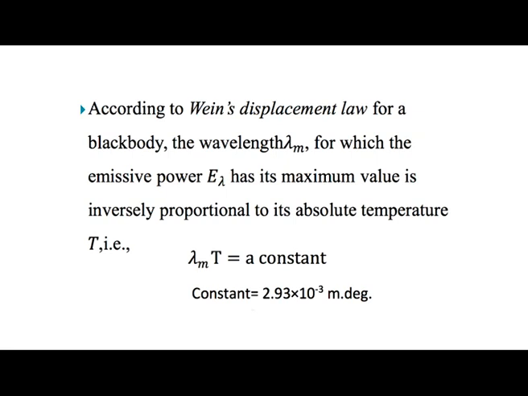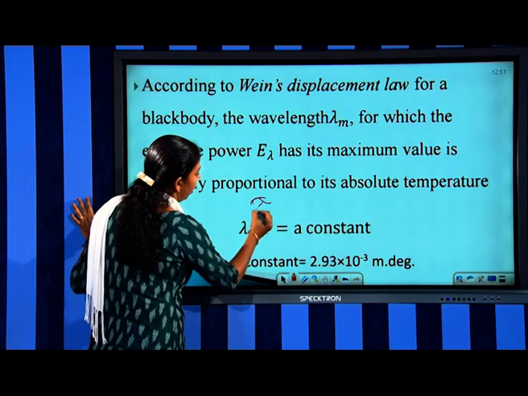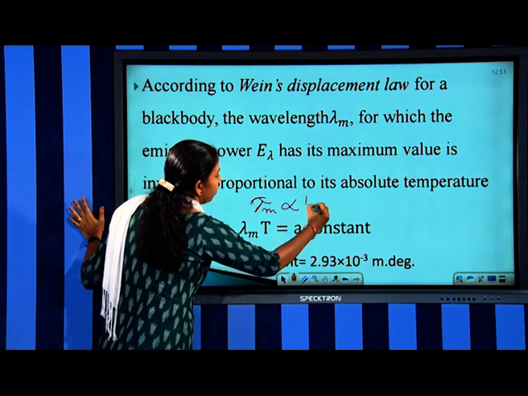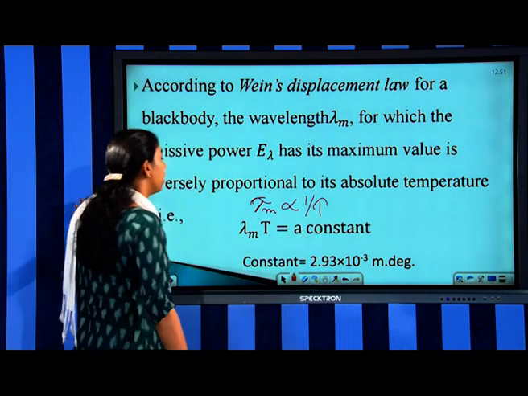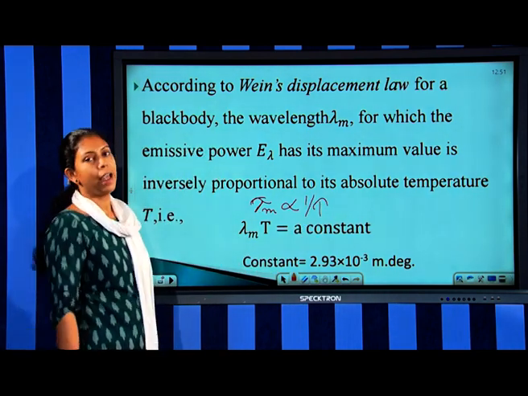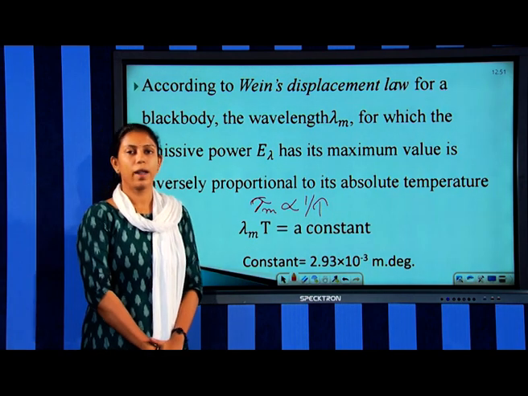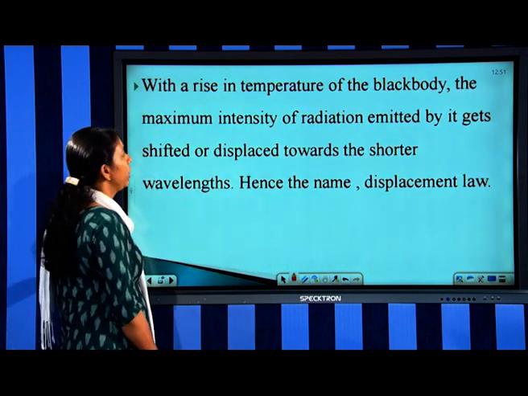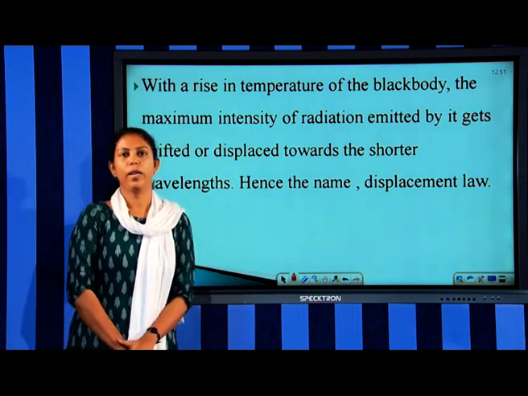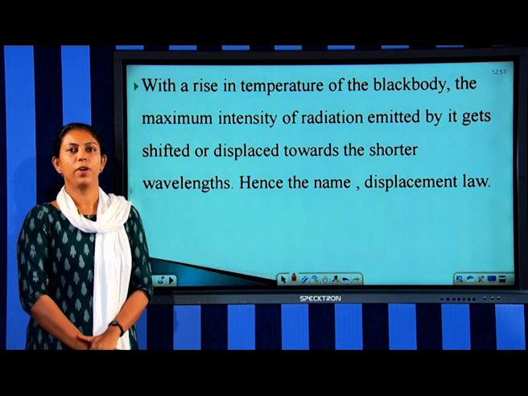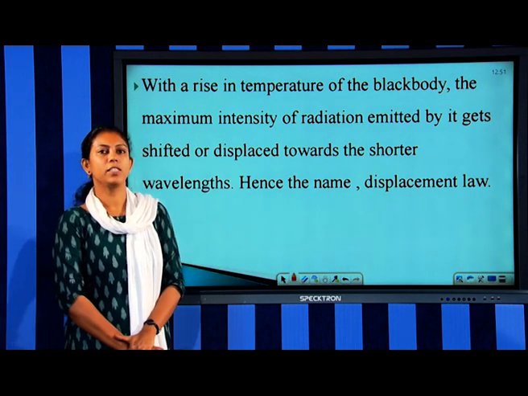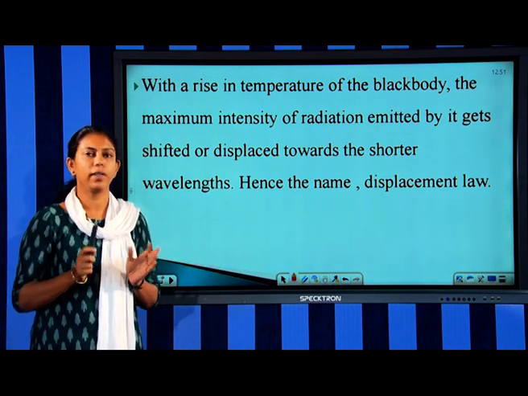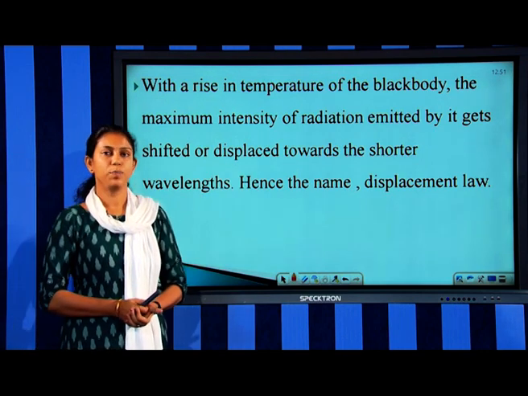That is, lambda m is inversely proportional to its absolute temperature T. That is, lambda m into T is a constant, and this constant is given as 2.93 into 10 raised to minus 3 meter degree. With a rise in temperature of the black body, the maximum intensity of radiation emitted by it gets shifted or displaced towards the shorter wavelength. Hence the name displacement law.